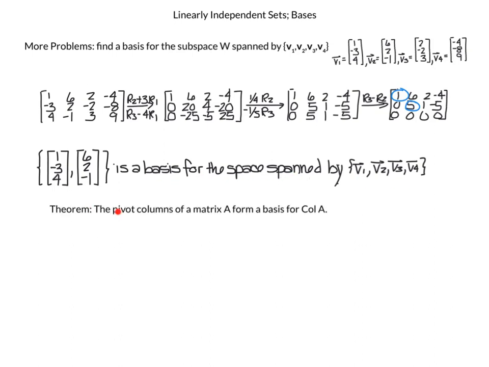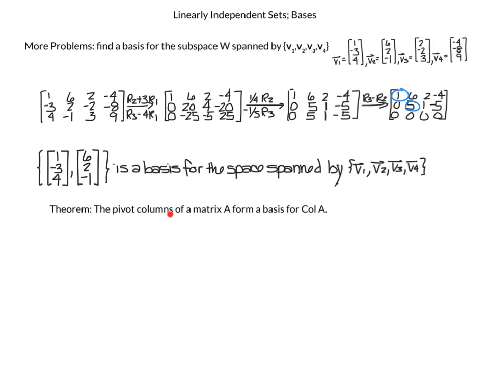And just for your reference, I wrote down the theorem I was using. The pivot columns of a matrix A form a basis for the column space of A. And so this is exactly what we're looking at here, right? The space spanned by v1, v2, v3, v4 are all the linear combinations of v1, v2, v3, v4, because that's the definition of span. But that's also the definition of the column space of A. I always forget this pivot column theorem, but here it is. It makes life much easier.